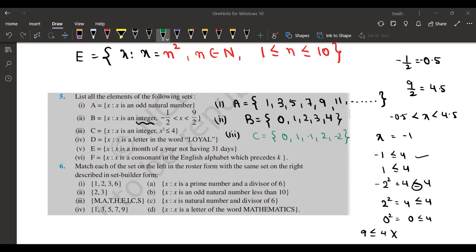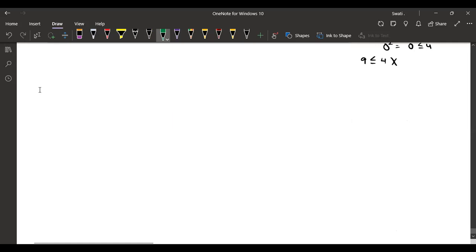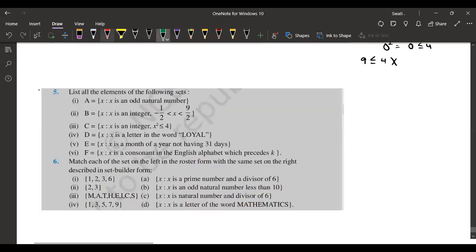Now let's move to the fourth question. I'm going to show this question once again and simplify it below. So let's do question number 4 now. I'm just writing it here. D equals X such that X is a letter in the word loyal, right? Very simple again. D is simply going to be L, comma, O, comma, Y, comma, A.